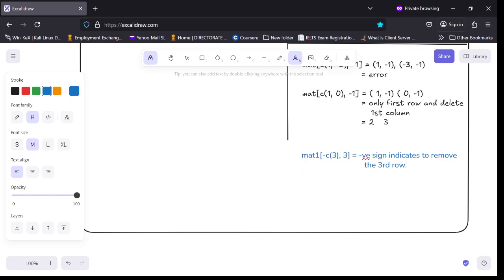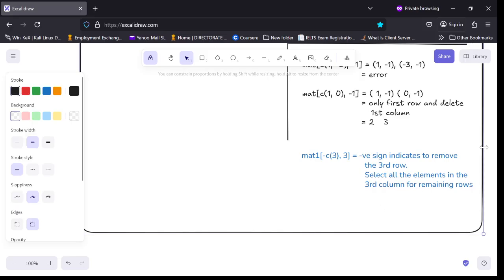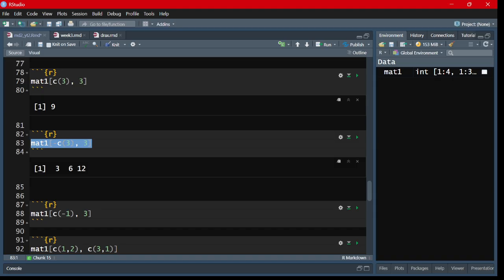This is the first thing. Second thing, we can say that it selects all the elements in the third column for the remaining rows. That is the basic understanding of this thing. I think this is a pretty good standard.